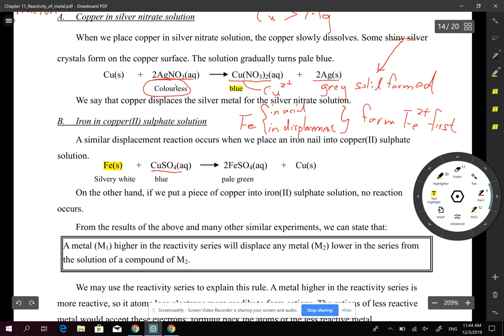Does displacement only happen with nitrate? No, this one is sulfate. The second example is nitrate. Nitrate and sulfate. Actually, only when the ionic compound is soluble in water can the reaction occur. It can be sulfate, nitrate, chloride, bromide, iodide, etc. The salt itself, the ionic compound itself, must be soluble in water. Then it can undergo the reaction.